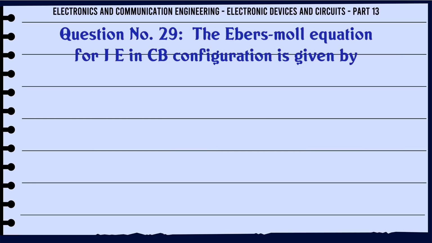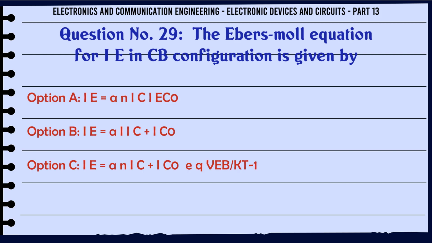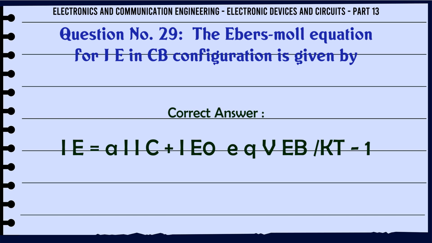The Ebers-Moll equation for IE in CB configuration is given by A. IE = αN IC + IEO, B. IE = αI IC + IC0, C. IE = αN IC + IC0 (e^(qVEB/kT) − 1), D. IE = −αI IC + IE0 (e^(qVEB/kT) − 1). The correct answer is IE = −αI IC + IE0 (e^(qVEB/kT) − 1).